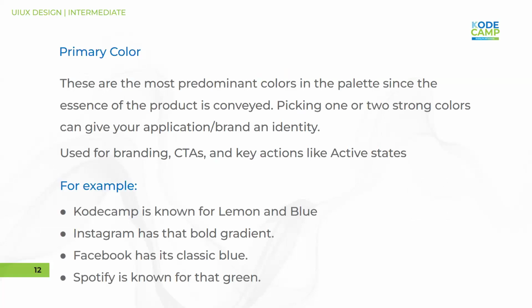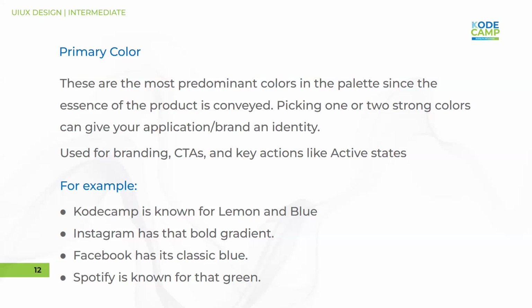Okay, so we are going to look at the first one to be primary color. Primary colors are the most predominant colors in the palette, since the essence of the product is conveyed. So picking one or two strong colors can give your application or brand an identity. Basically, primary colors, we use for branding, we use for call to action buttons, and we use for key actions like active states.